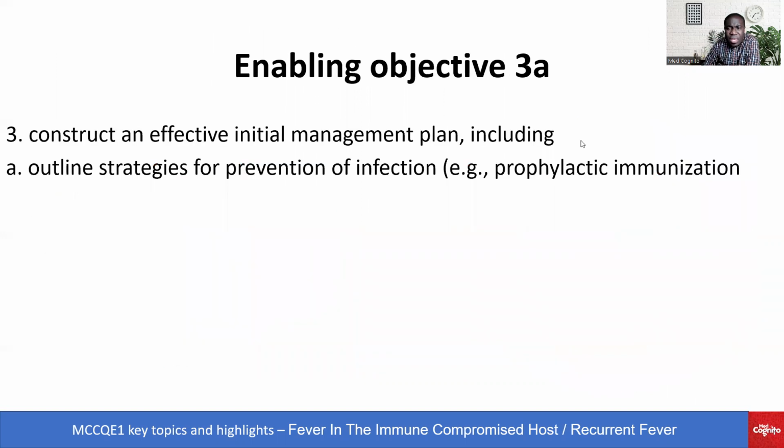On that topic, fever in the immune-compromised host or recurrent fever, we have enabling objective 3A. That talks about constructing an effective initial management plan, which includes outlining strategies for the prevention of infection, especially in the immunocompromised host. And today we're going to use HIV as the case study.